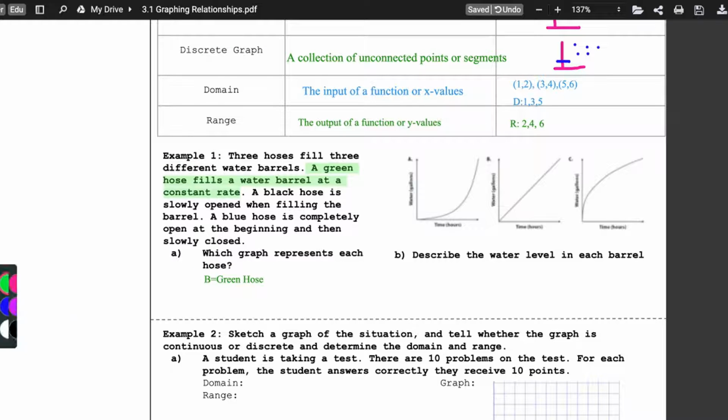I don't even know if this black highlighter will work, but I kind of want to try it. So the black hose slowly opens when filling the barrel. So it's starting out slow. Oh, that does work. It's cool. And then it speeds up.